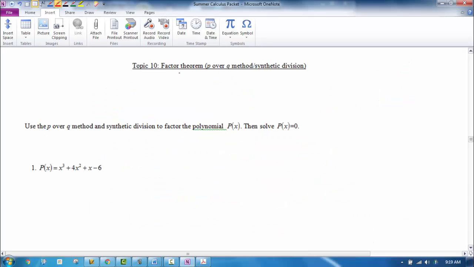Okay, the next then is topic 10, which is the factor theorem. P over Q, and then we're going to do synthetic division. So we want to solve this. We want to factor this completely.